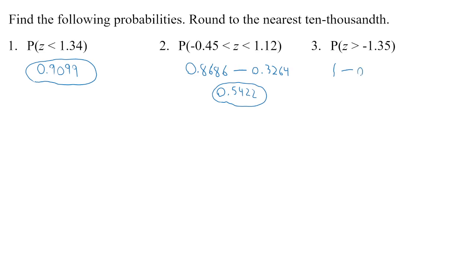And you would get 0.0885. And then you do 1 minus 0.0885, and you would get 0.9115. And that is your solution. The probability that the z-score is greater than negative 1.35 is 0.9115.